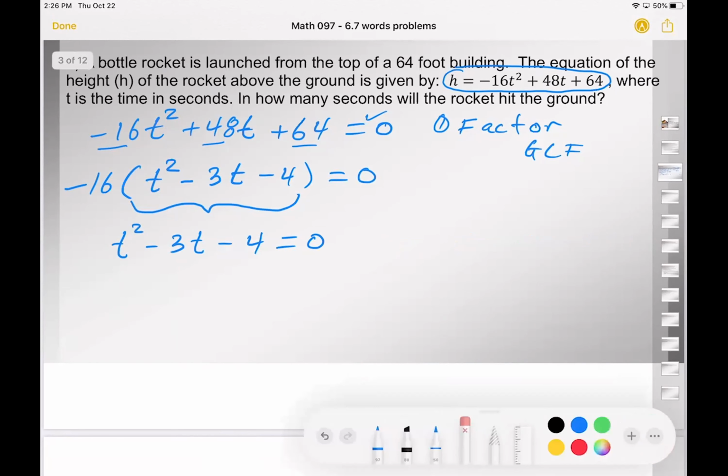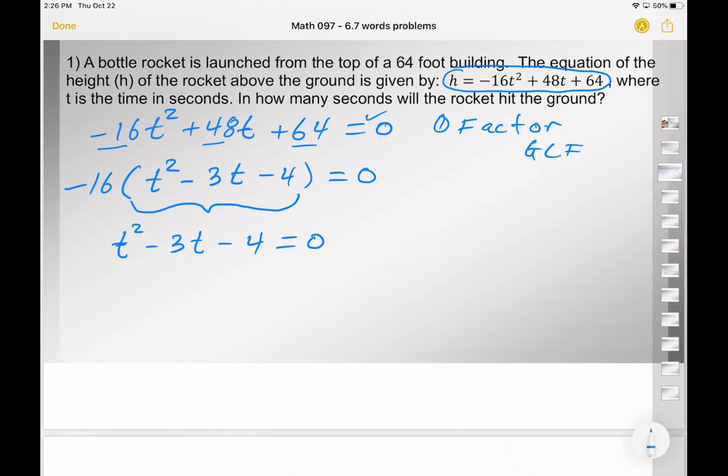Why do I say easy problem? Because we took the 16 out. Is there any other number in front of the t squared? Hopefully you say there's nothing in front of the t squared. So all you need to do is ask yourself, are there 2 numbers? And hopefully you got this right, because if you have this wrong, we are in trouble. You have a long weekend ahead of you. Are there 2 numbers that multiply to give you 4, but subtract to give you 3?